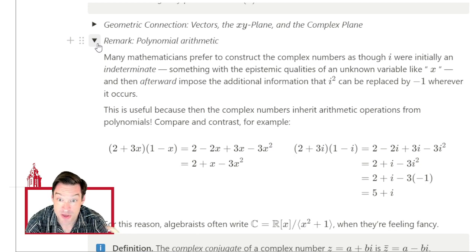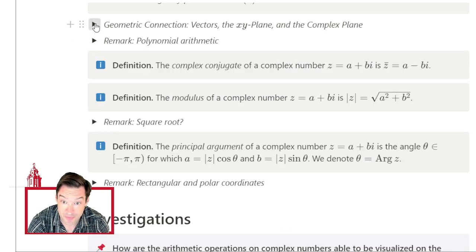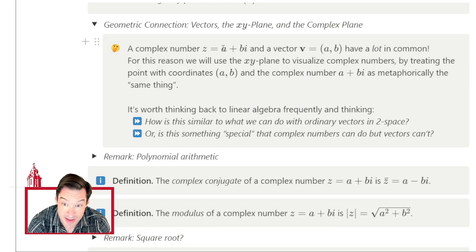Now, what about that geometric connection? How do we make the idea of complex numbers into something that we can visualize? Well, the connection is that because a and b that define the complex number a plus bi are both real numbers, we can also treat it like it's an ordered pair, where the real part is in the first coordinate of the ordered pair and the imaginary part is in the second coordinate of the ordered pair.